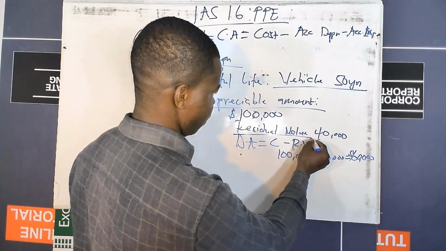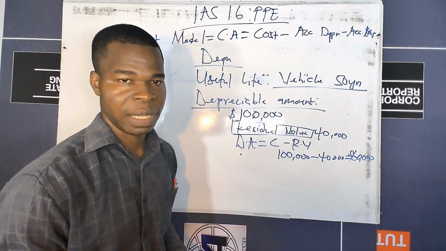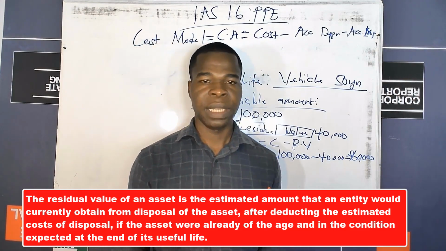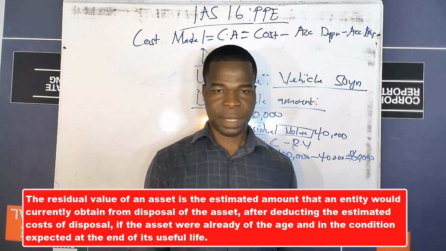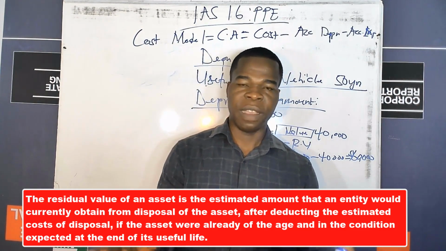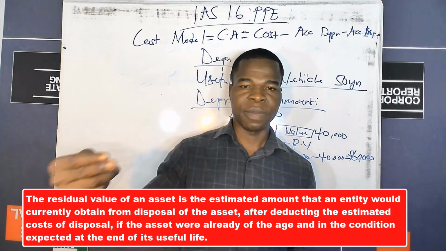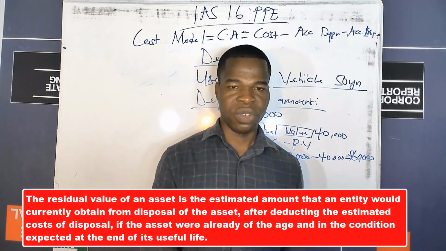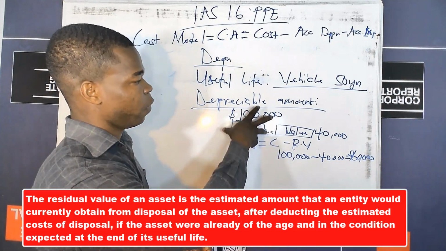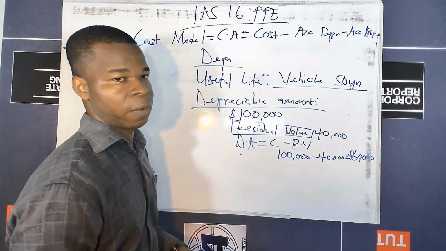The residual value. When we talk about the residual value, we are saying that it is the amount currently expected from the disposal of an asset, after taking into consideration the cost of disposal. So when you have an asset, that amount that is estimated that you would currently obtain from the disposal of the asset, after taking into consideration the cost of disposal, then we are looking at the residual value. So these are some few terms that come with the cost model and depreciation for that matter.